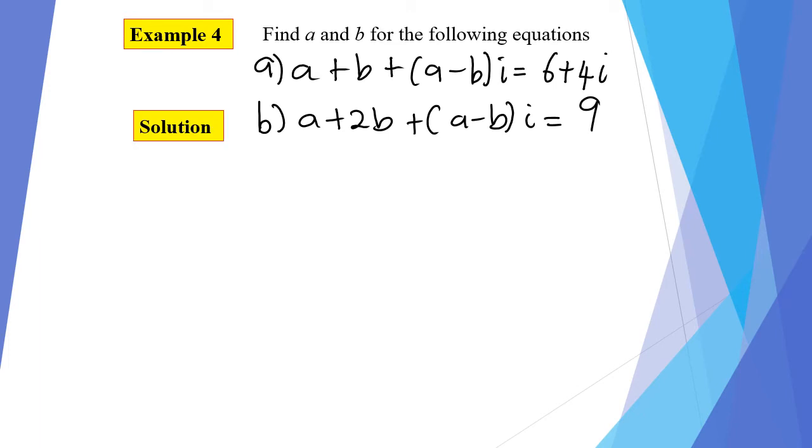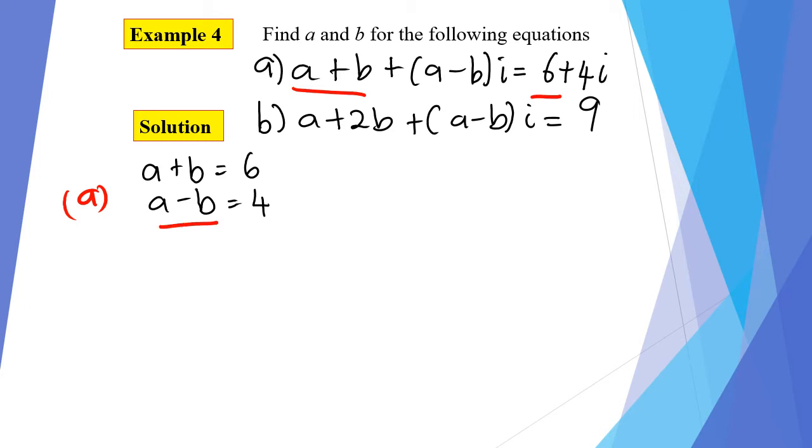Okay, so let's do example 4 for part A. We have a plus b equal to 6. This is the real part. A plus b and 6, and a minus b equal to 4. This is the imaginary part. So we have these two equations, the first equation and the second equation.